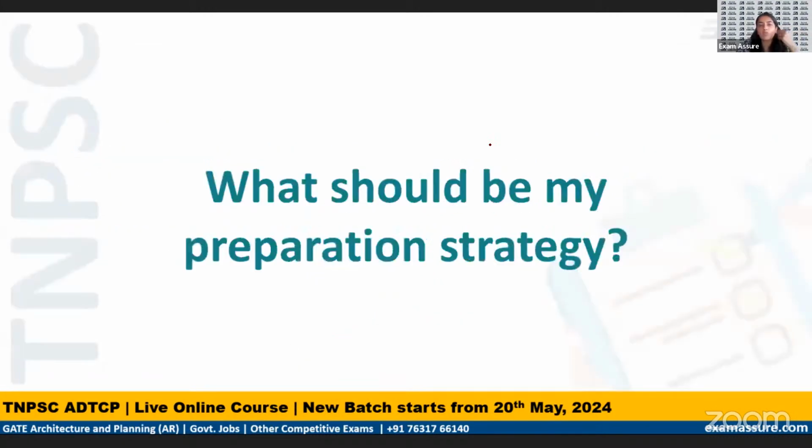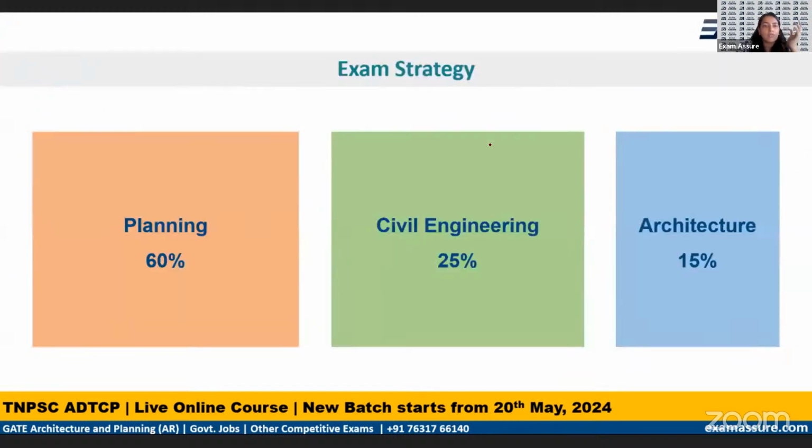So now in this case, what should be my strategy? If you see, actually, the commission itself has given me an easy strategy where I can weigh these subjects on the basis of what the commission is saying. 60% my priority should be planning, 25% civil engineering, and 15% focus on architecture, right?